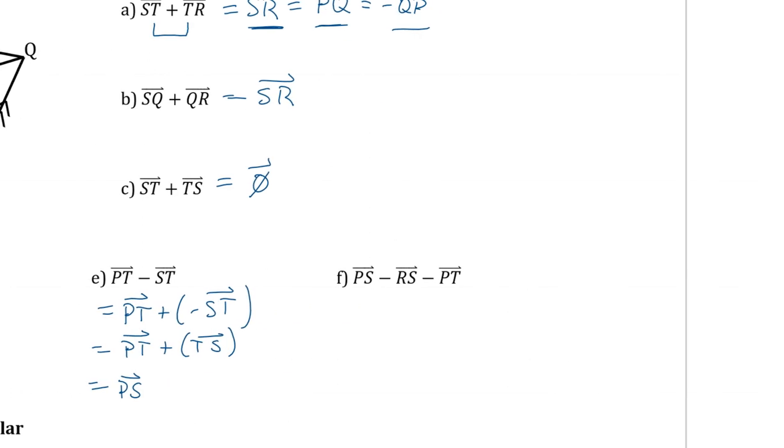Okay. So how would I apply it in this case? I'm going to get PS. Instead of subtracting RS, I'm going to add SR. So that's what we mean by add the opposite. And then add, instead of subtracting PT, I'm going to add TP. So PS to SR is PR.